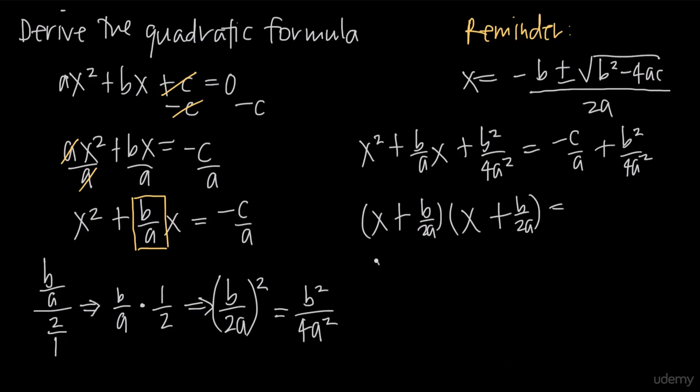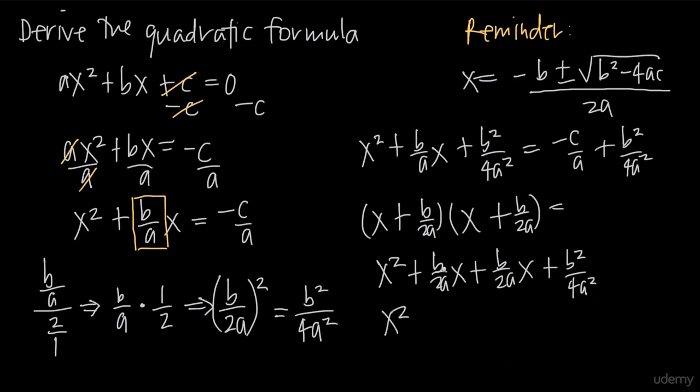We can say x times x gives us x squared. X times b over 2a gives us b over 2a times x, plus b over 2a times x, same thing, plus b over 2a times b over 2a is going to be plus b squared over 4a squared. Then we can say x squared. Here, when we add these two like terms together, we have a common denominator of 2a. So the denominator is still going to be 2a. And then in the numerator, we have b plus b. So we're going to get 2b, and that's going to be multiplied by x, plus b squared over 4a squared.